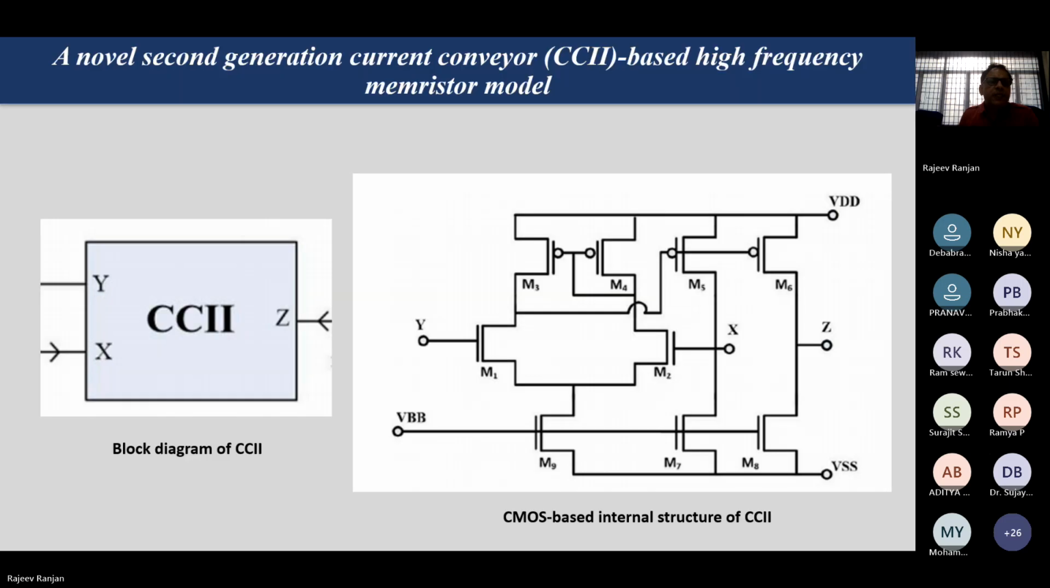Now the next one is the MOCCII based high frequency Memristor model. Here, this is the internal structure of MOCCII. Again, this is the well-known structure, and many times I have already discussed it. The relations are the same.